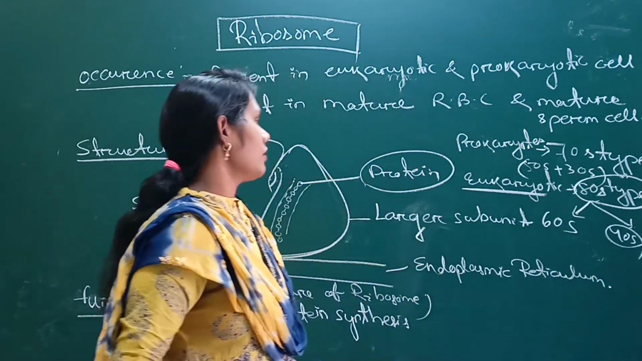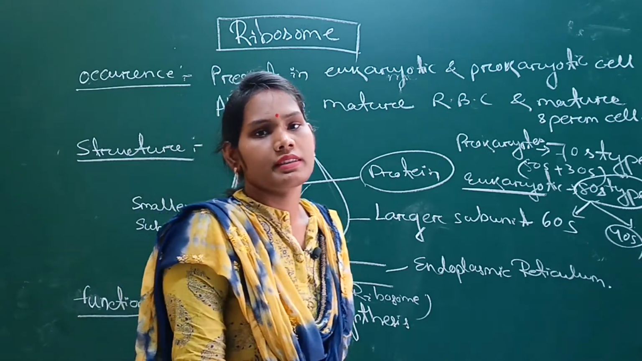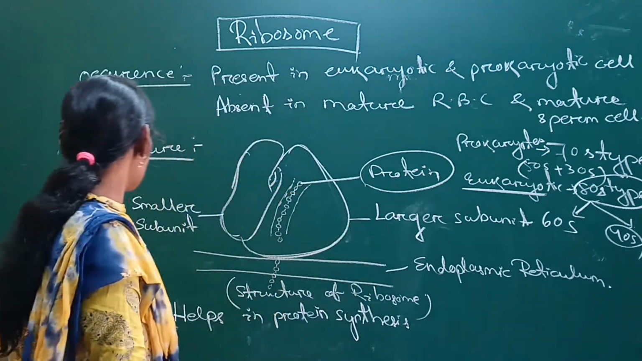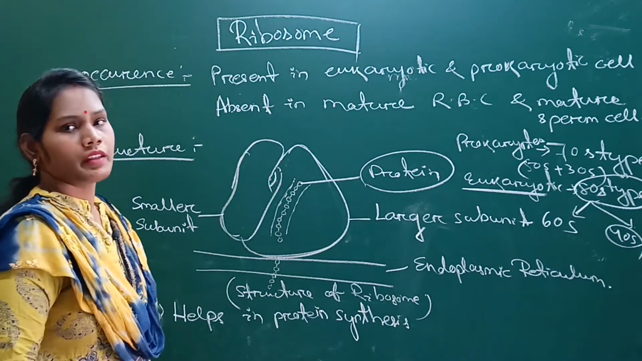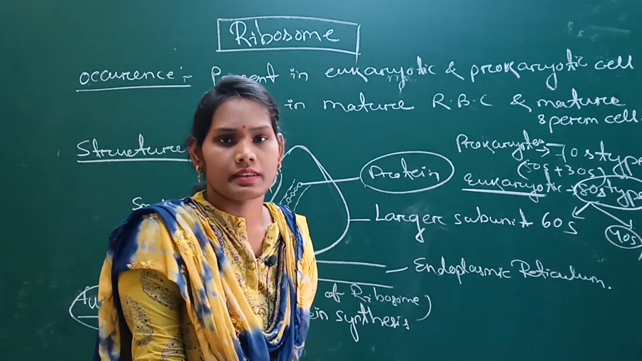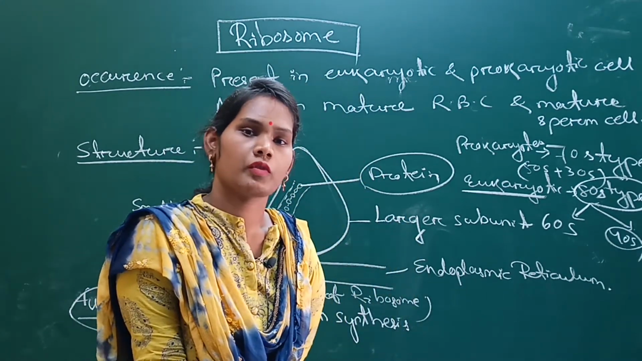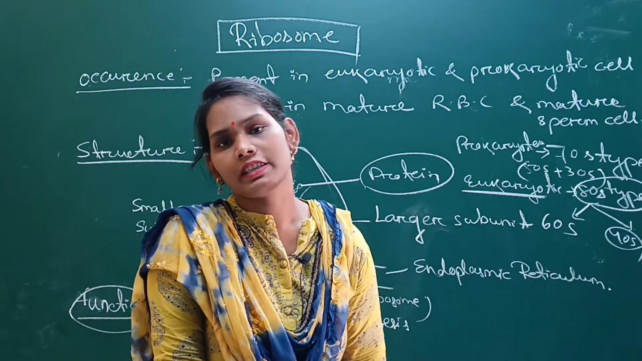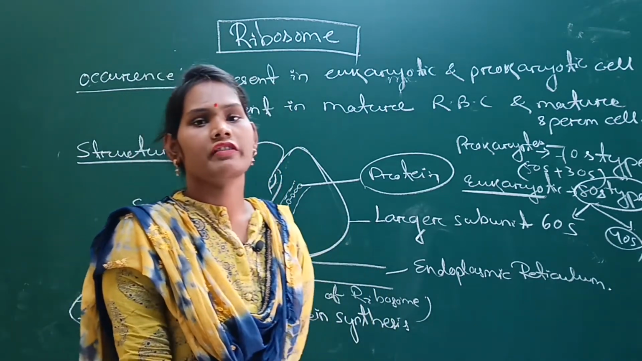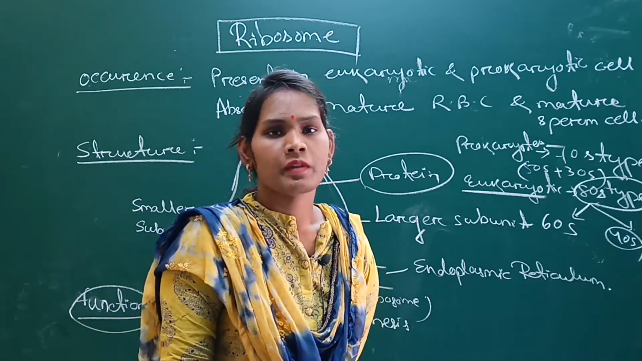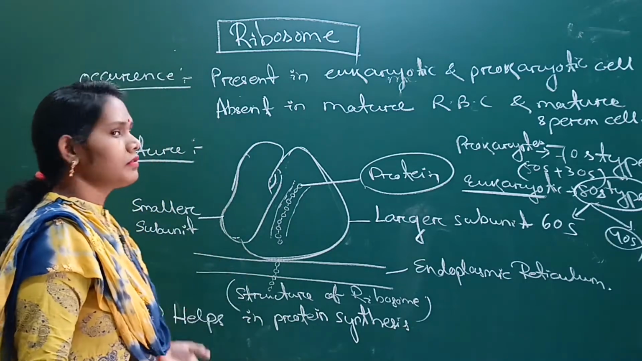The ribosome is mainly present to synthesize proteins in our cell. So what is its function? It mainly helps in protein synthesis. We all know that it is present in the rough endoplasmic reticulum, so it is mainly involved in protein synthesis of the cell. That's why it is also called the protein factory of the cell. So this is all about the structure and function of the ribosome.